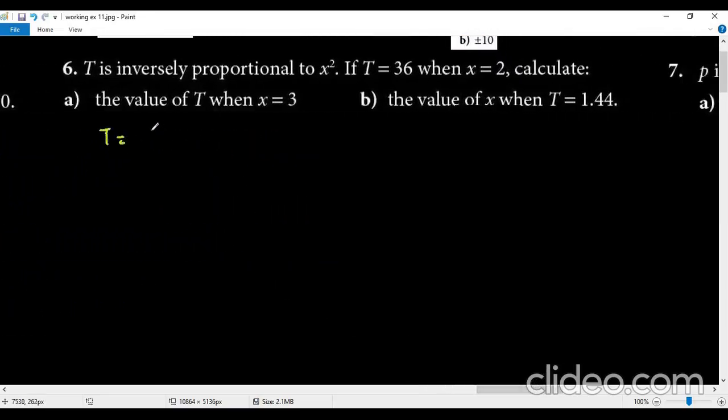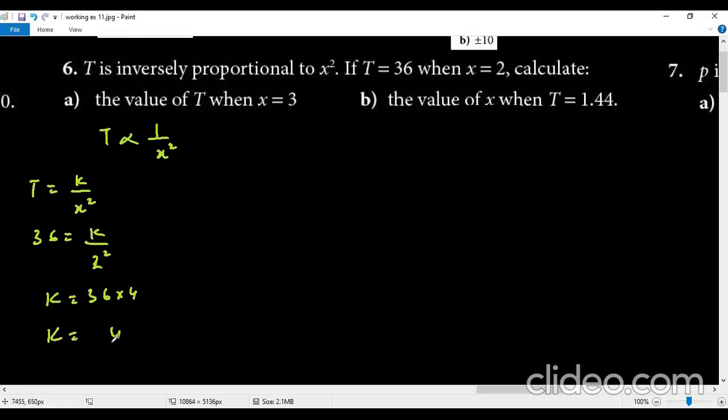T is inversely proportional to x square. That means t is equal to k over x square. The value given is t equals 36, k is unknown, and x square means 2 square. That means k will be equal to 36 times 4. So 36 times 4 means 144. So the value of k is 144.